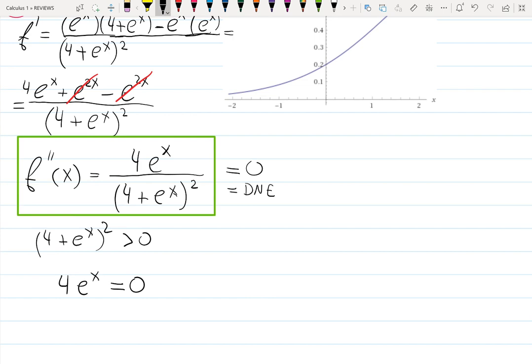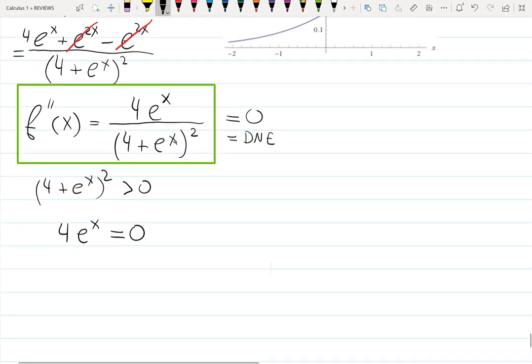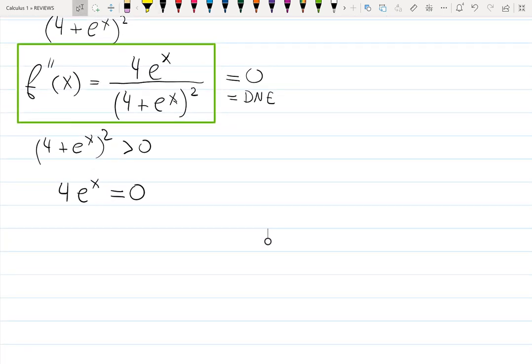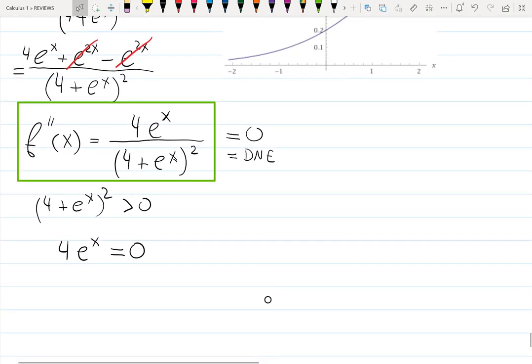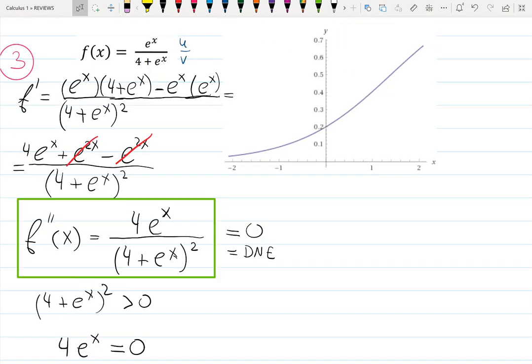4e to the x equals 0. This is an exponential equation. Exponential or logarithmic equations are equations which involve exponential or logarithmic functions. To solve these equations, what I need to do is, okay, I made a mistake. Did you guys catch it?